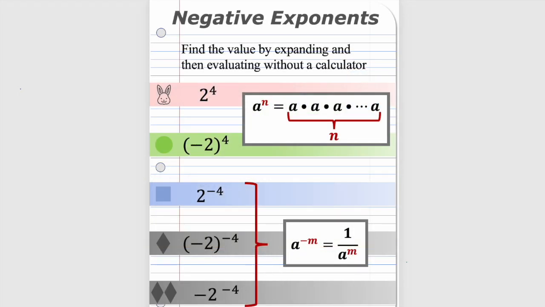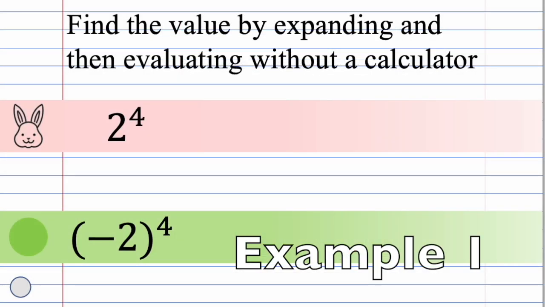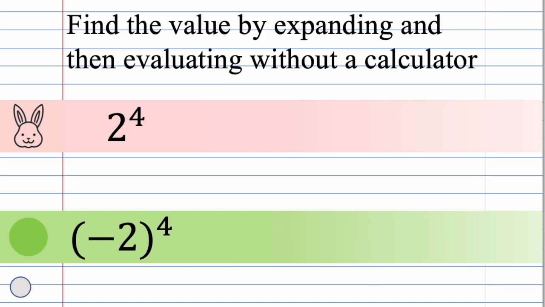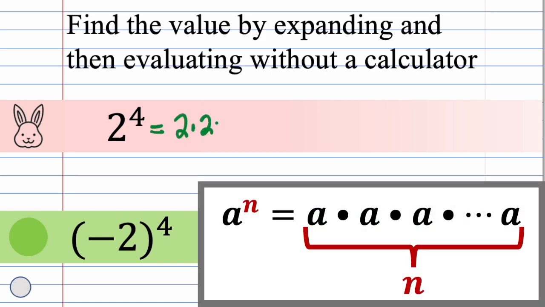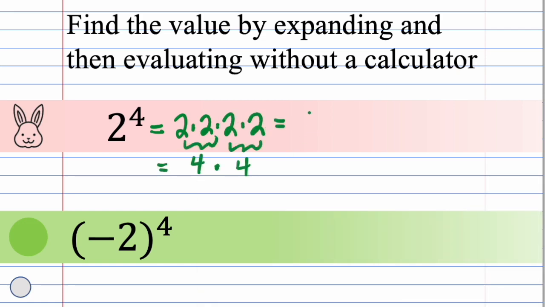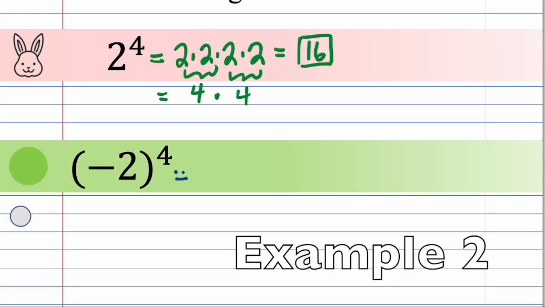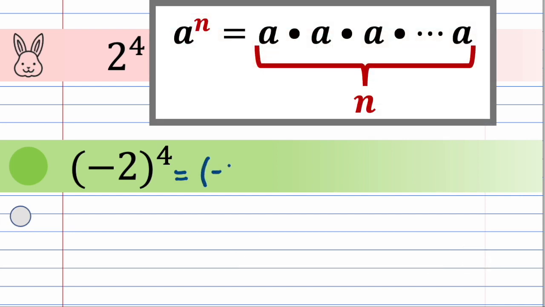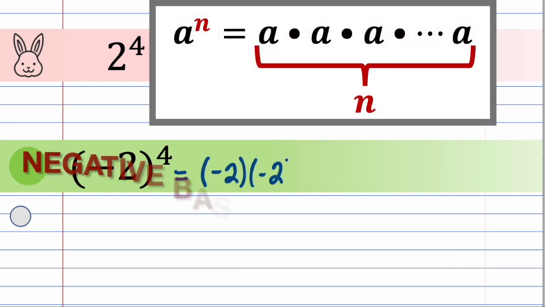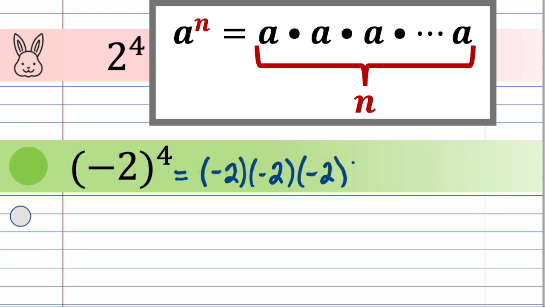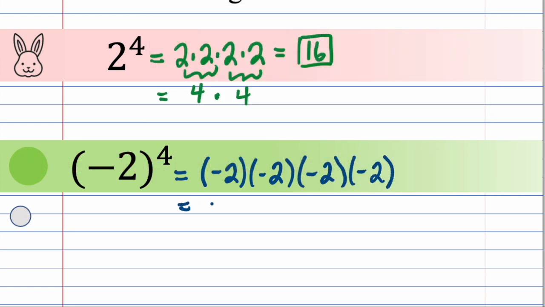Now let's get back to our examples we started with. We have 5 to do without a calculator. First example, 2 to the 4 would be 2 times 2 times 2 times 2, which is 4 times 4, which is 16. Second example is very similar, only this time the base is the -2. And that answer is 4 times 4, which is 16 as well.